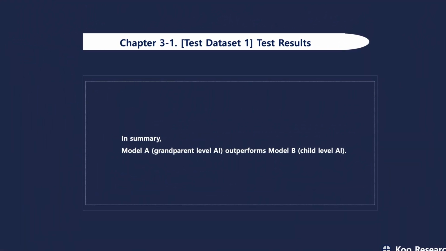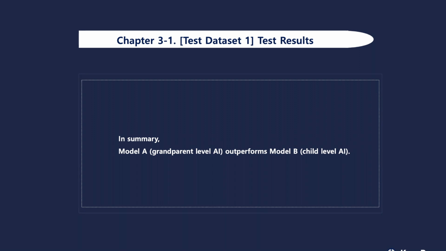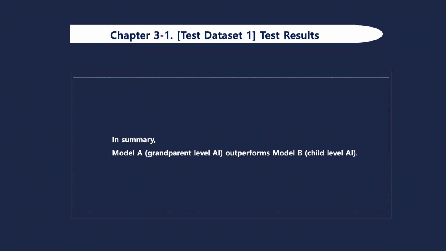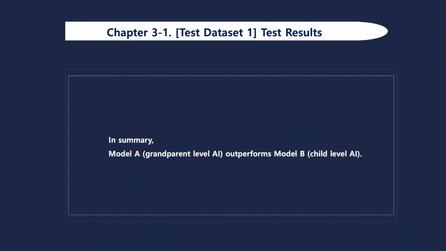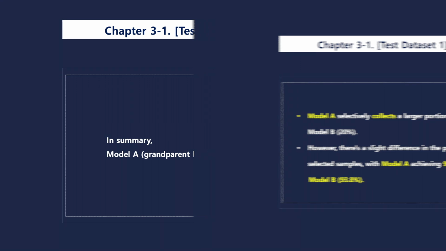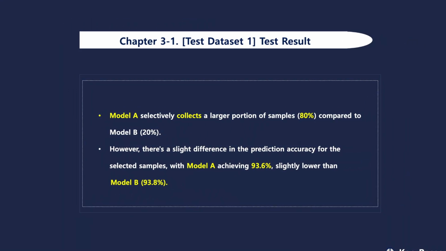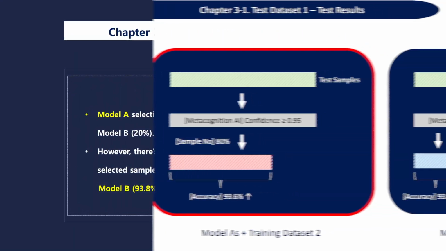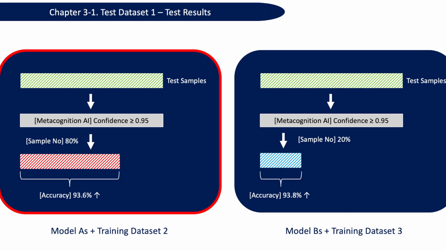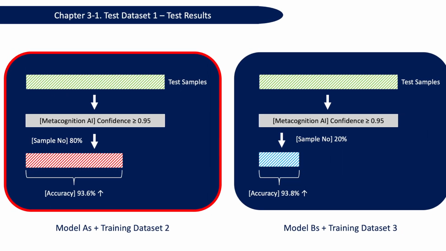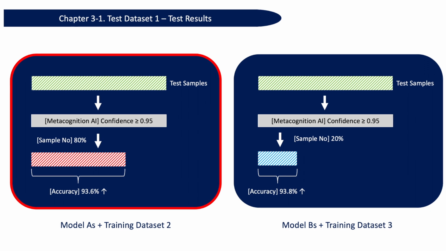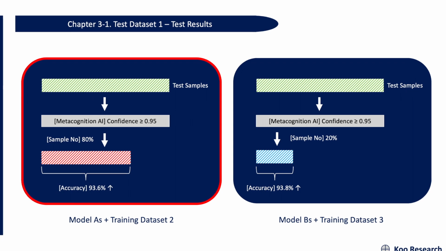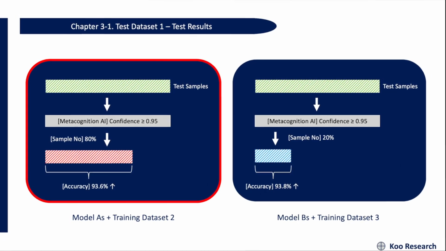Chapter 3:1. Test Dataset 1, Test Results. In summary, Model A, Grandparent Level AI, outperforms Model B, Child Level AI. Model A selectively collects a larger portion of samples, 80%, compared to Model B, 20%, as indicated in this figure. However, there's a slight difference in the prediction accuracy for the selected samples, with Model A achieving 93.6%, slightly lower than Model B, 93.8%.